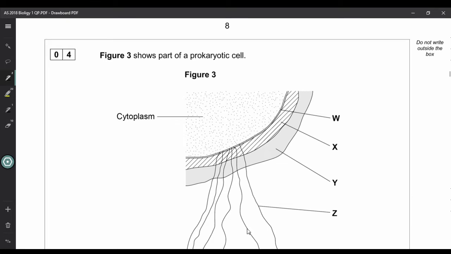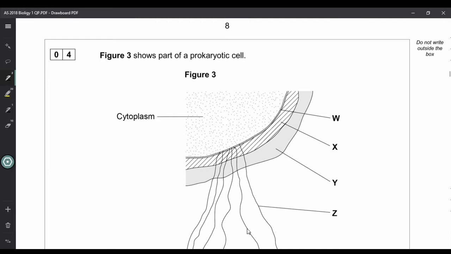So question 4 gives us a picture of a part of a prokaryotic cell, and we're asked to name the structures. Now, one of the comments in the examiner's report is there was very poor spelling of some of these features. And also some students got a bit mixed up between membrane, cell wall and capsule. So I'll just go through quickly what each of these features are.